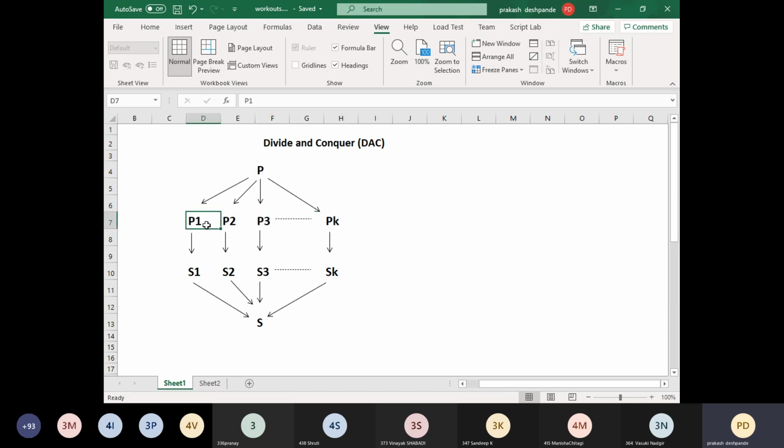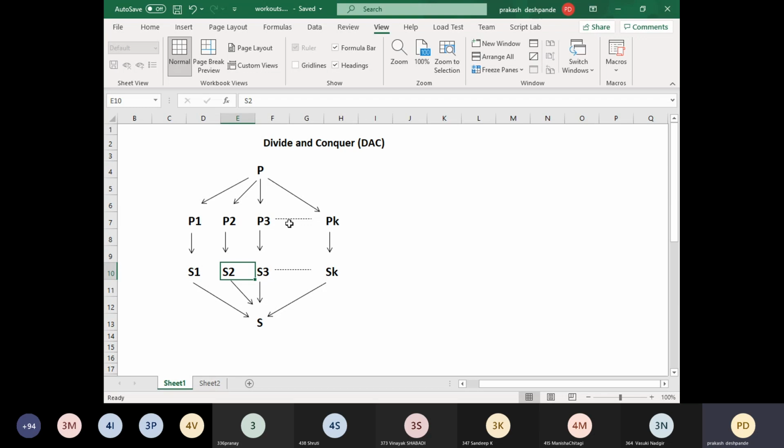Now P1 is a small subproblem, and I know how I can solve it and retrieve its solution. If so, I will develop the solution for this individual subproblem P1. In the same way, I will go for the next subproblem, P2. I think I can solve P2 also, and I get the solution, which I will call S2.